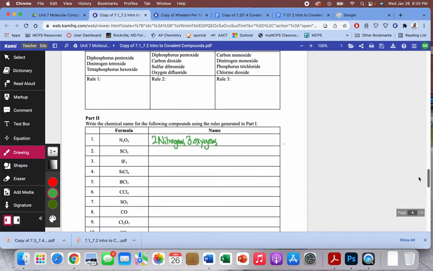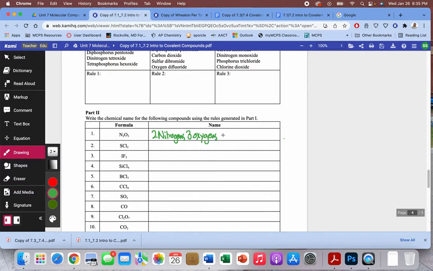So if we take a look at this, 2 nitrogens, 3 oxygens becomes di, nitrogen, tri, oxide. Okay? And so that's its formal name. 2 nitrogens, 3 oxygens becomes dinitrogen trioxide. And we'll set up these rules a little more formally.